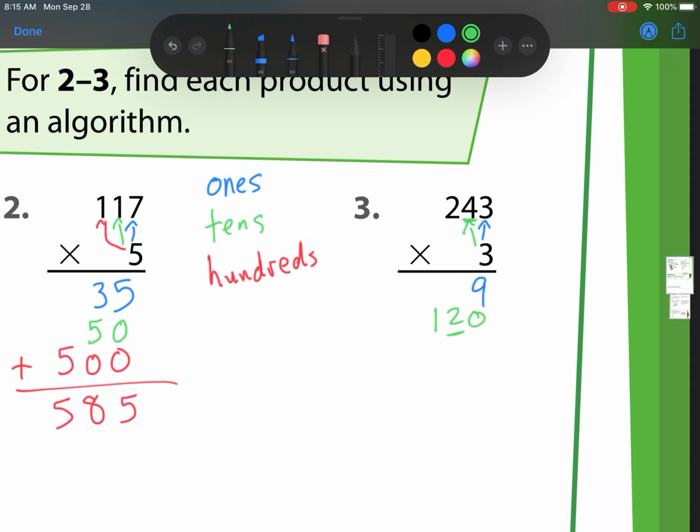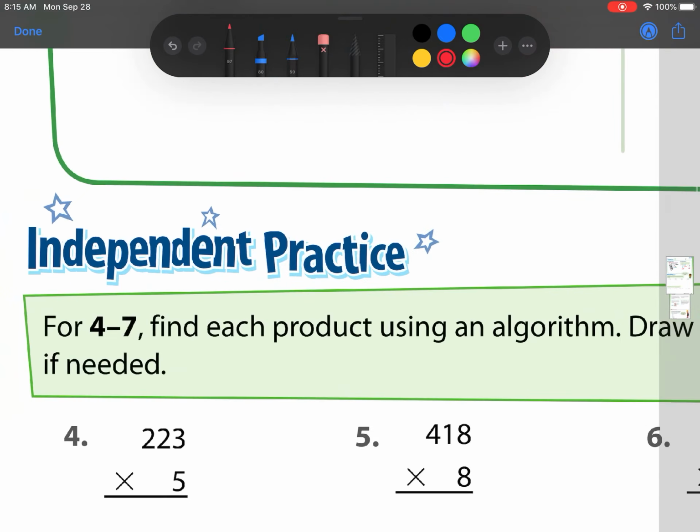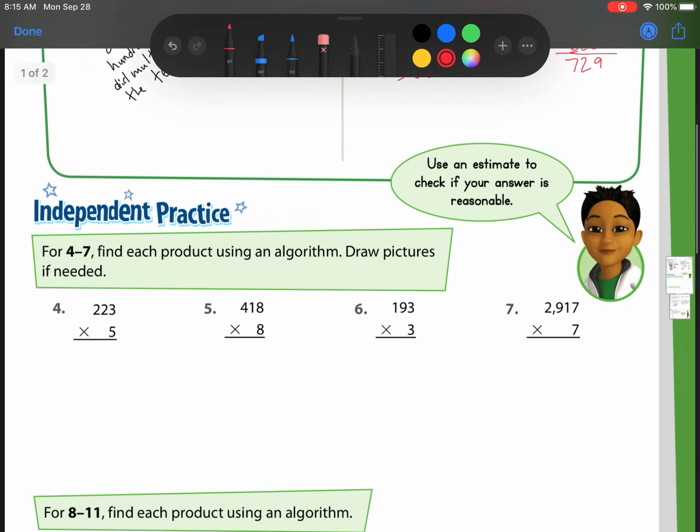Now my next one is hundreds. 3 times 2 is, I'm in my hundreds place value, so I start on the hundreds, 6. And then I add those zeros to move it over to that hundreds place value. When I add them up, I get 729. Let's head now to our next one. Notice this one's a little different though.